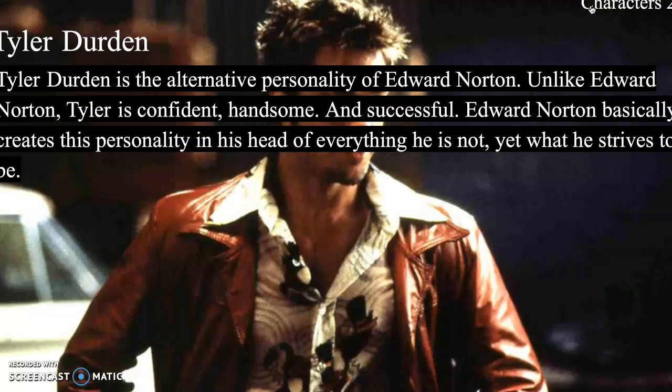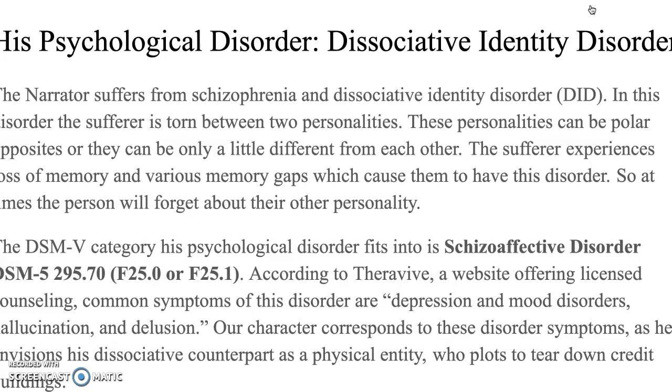Tyler Durden is the alternate personality of Edward Norton. Unlike Norton, Tyler is confident and handsome, and also successful. Edward Norton basically creates this personality in his head of everything he is not, yet what he wants to be. His psychological disorder is dissociative identity disorder. He suffers from schizophrenia and dissociative identity disorder.